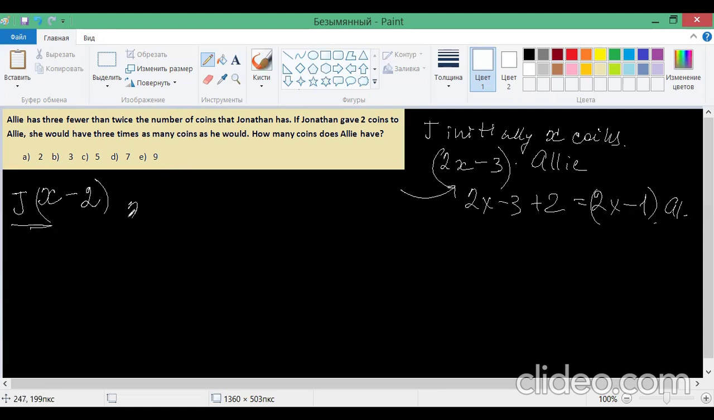So now we know that x minus 2, which is the number of coins Jonathan would have, is less than the number of coins Alice would finally have. Yes, twice x minus 1. How much times? 3. 3 times. In order to make this inequality into equation, we should multiply one of the sides, either the left or the right, by 3.